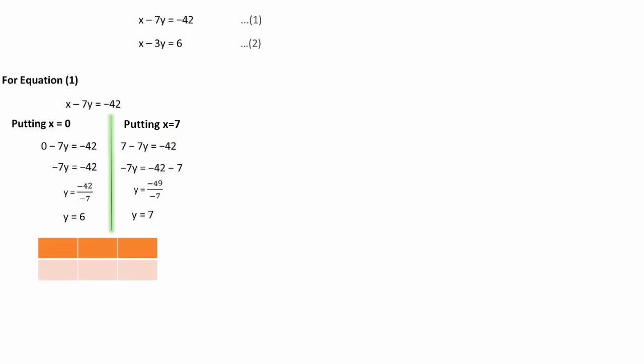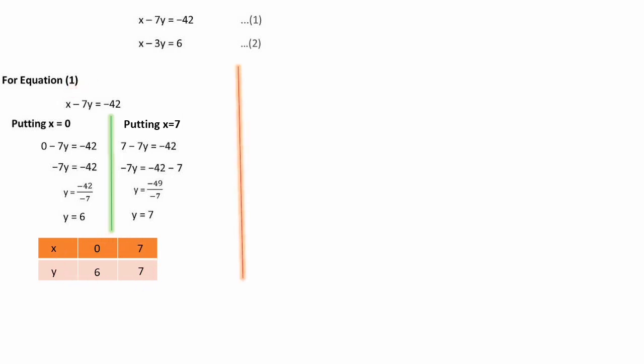So let's write it in a table, with the x and y values. When we take x as 0, we get y as 6, so we write 6 in the y column. And x will be 7, then when we take x as 7, y we get as 7. So this is the table for the first equation.